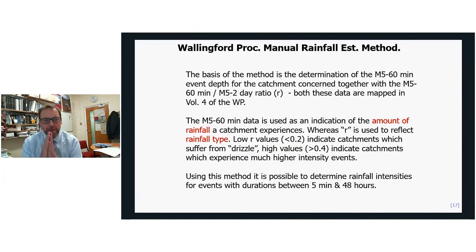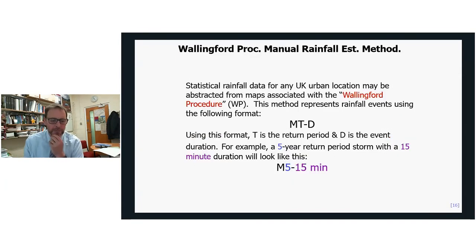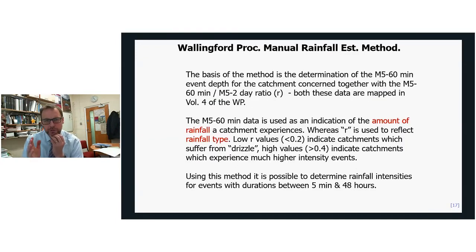The basis of this method is the determination of, so what we're going to do, sorry, I'm jumping in at the deep end there. What I'm going to do is talk you through how we can use this method to estimate rainfall for just about any part of the UK. The basis of this method is determining the M5 60-minute event depth for the catchment concerned, together with the M5 60-minute to M5 2-day ratio. Both these data are mapped in Volume 4 of the Wallingford Procedure.